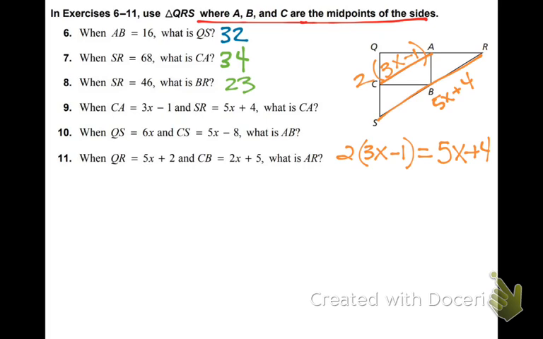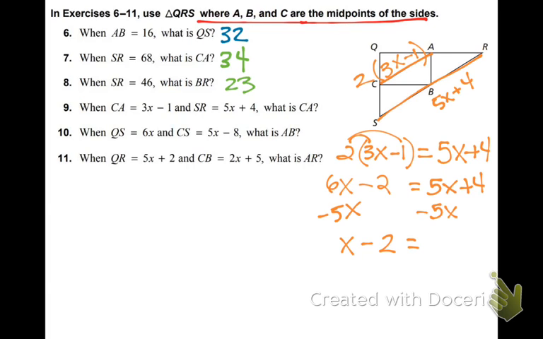Can I do this kind of statement? I'm pretty sure. Yes, you can. You should do this. This is what was on your homework yesterday. So what do we do next? Distribute. 6x minus 2 equals 5x plus 4. Then what would I do next? Subtract 5x. Always move the smallest. X minus 2 equals 4. Add 2, and x equals 6.